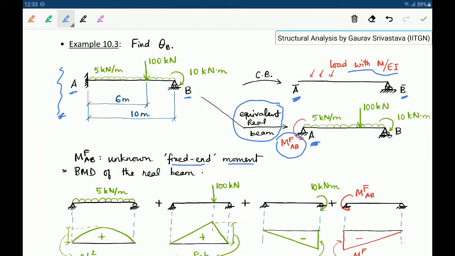That also will be the support moment at joint A, and that is not known. As such, it cannot really be computed from only the equilibrium conditions for the real beam, because that is an indeterminate beam. Now the other loadings are shown as they are. So we consider that this simply supported beam is equivalent to this propped cantilever beam.